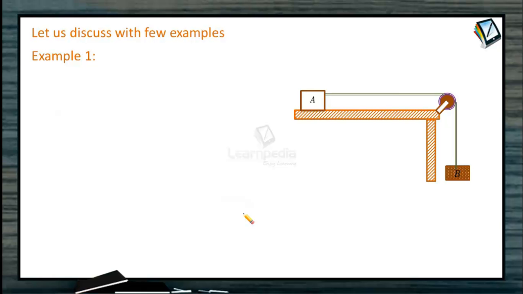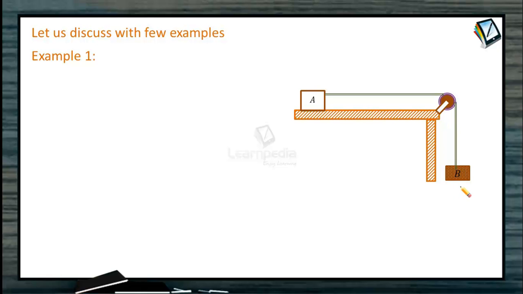Let us discuss some examples here. Now I have shown you there are two bodies here. Body A is on the table, body B is hanging here. Now the constraint is body A and B are tied with a string, massless, inextensible, with a frictionless pulley.